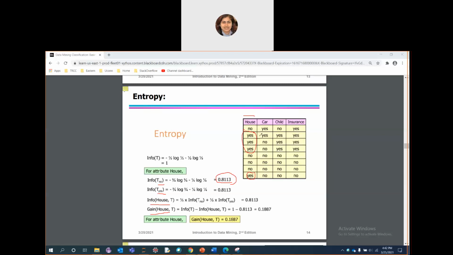So, how many yes are associated out of total 4? How many yes are associated with yes? So, 3 divided by 4. How many yes are associated with no? 1 divided by 4, out of total 4. Yes, only 1 is associated with no. So that is how you are calculating the T no and T yes. Do you have any question up to this point, or is it clear?